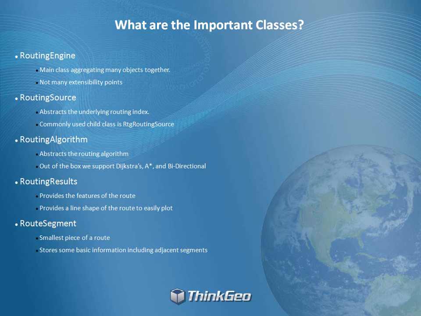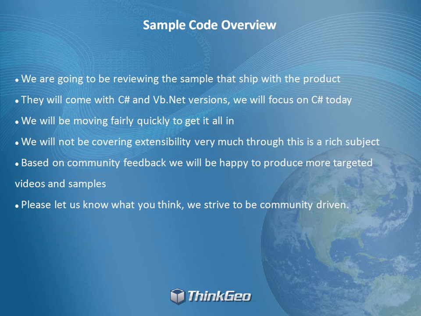Okay, we're going to move fairly quickly here. Okay, so great. Now we're getting to the sample code. We're going to be reviewing the samples that ship with the product. They will come in C# and VB.NET versions. We're going to focus on the C# version. During the beta of the product, we'll only have the C# versions, but the VB.NET will be coming in future betas.